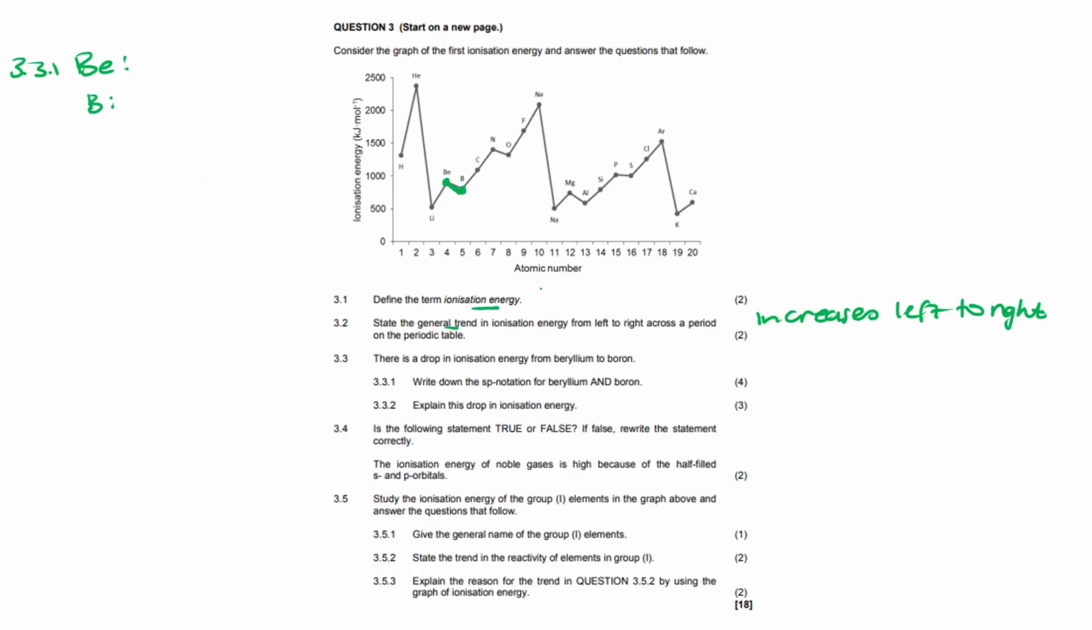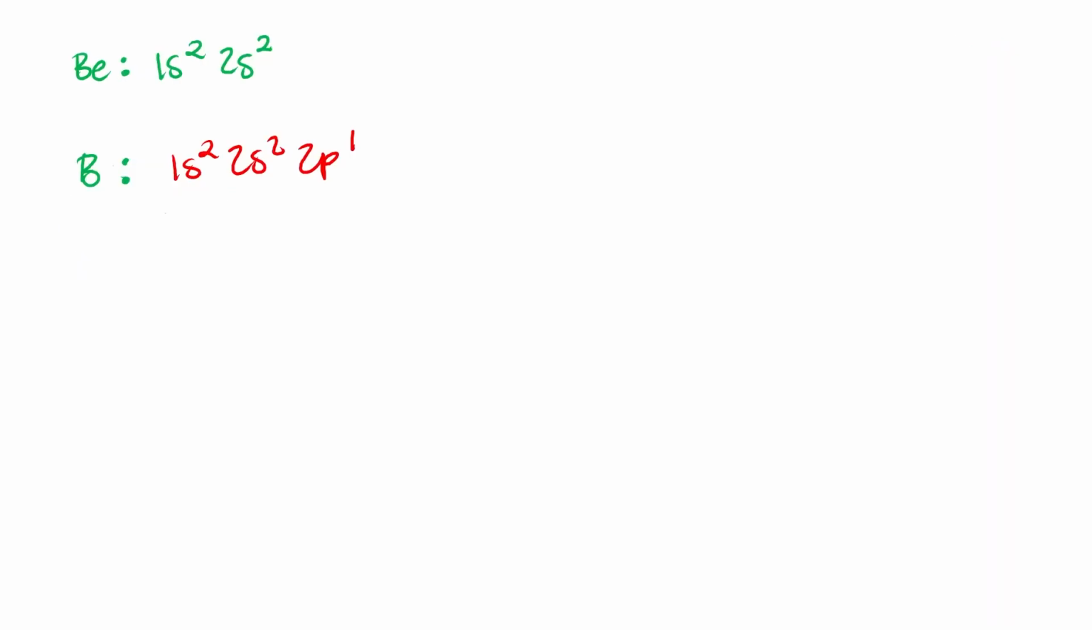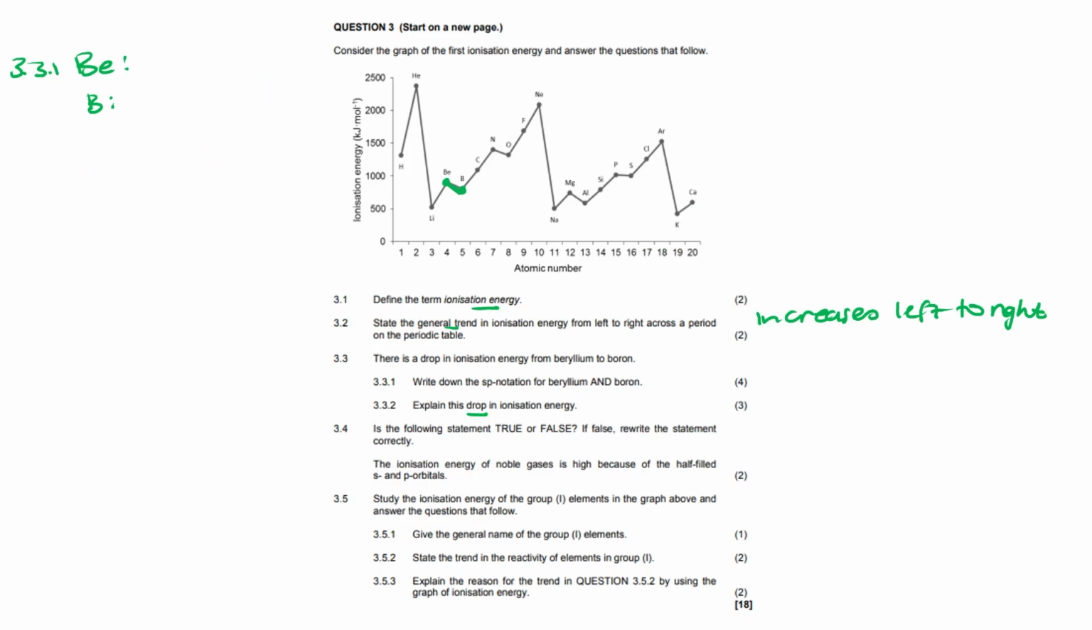Then they ask, explain this drop in ionization energy. So why is there a drop from beryllium to boron in ionization energy? Okay, so that is because boron has a 2p energy level. And 2p is a higher energy level than 2s. Boron has a 2p level and it's higher than an S level like in beryllium, right? Therefore, less energy is needed to remove the valence electrons from boron as from beryllium.